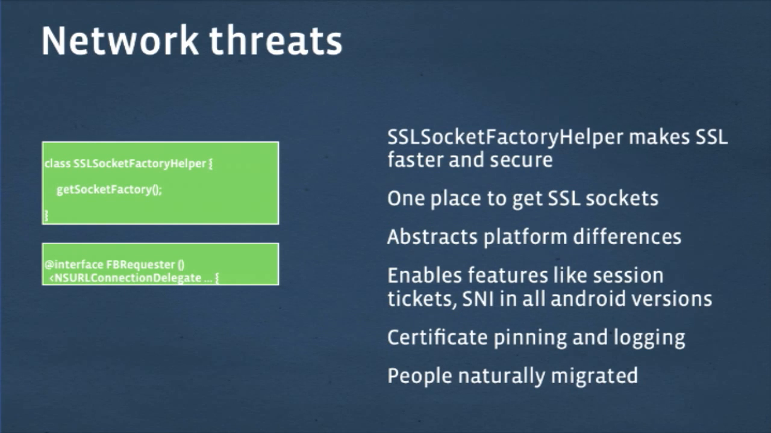It also enables security features like certificate pinning and logging. Essentially, we want to log to know whether somebody's man-in-the-middling us in the wild. So we do this in one place. If everybody's using this abstraction, then we know that. What we found is that people naturally migrated to this abstraction. When we joined together the security and performance characteristics of SSL, people naturally migrated all their code to this one abstraction. And we have one SSL abstraction now in our code base. It's great.